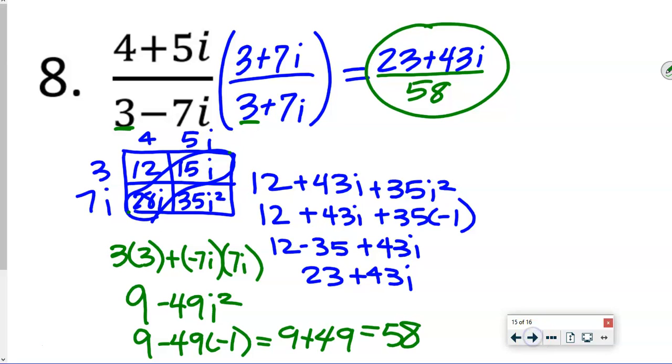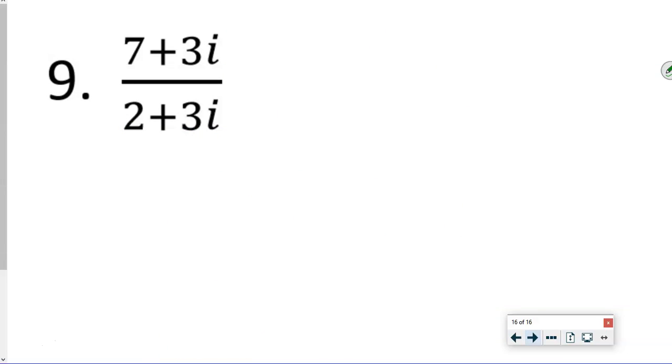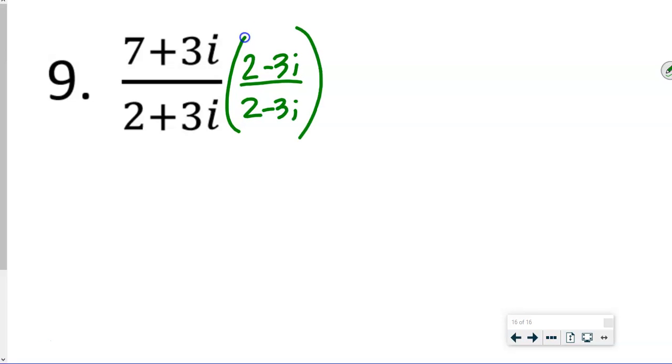Let's see if you guys can do this last one. Again, just some extra practice if you guys want it. So go ahead and pause the video, do this problem, come back to me when you're done. Complex conjugate changes the sign in front of the imaginary part. I'm going to use my little box again.